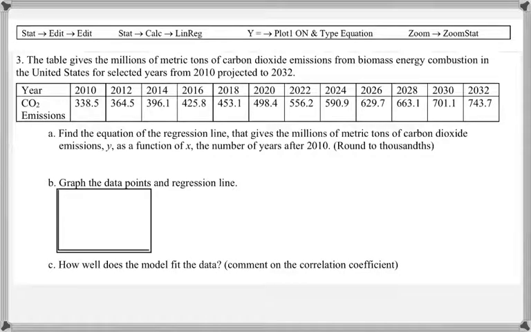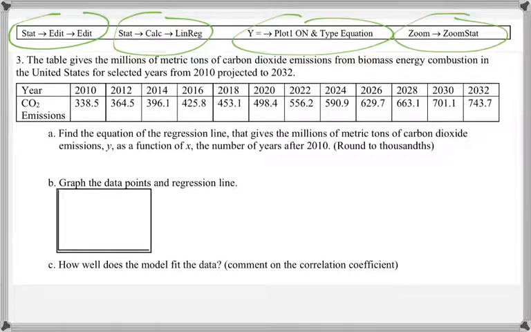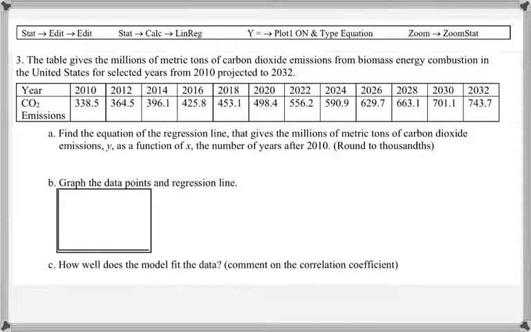Number 3 in the section on linear regression is dealing with carbon dioxide emissions, and we have our data. A lot of this is on the calculator, and these are the steps which we need to follow. I want to look at part A.